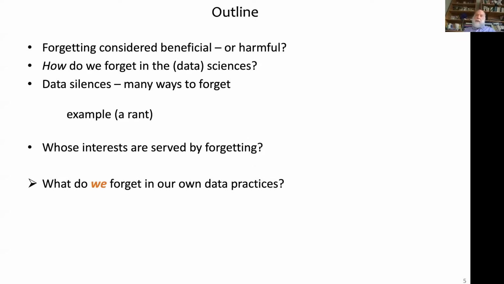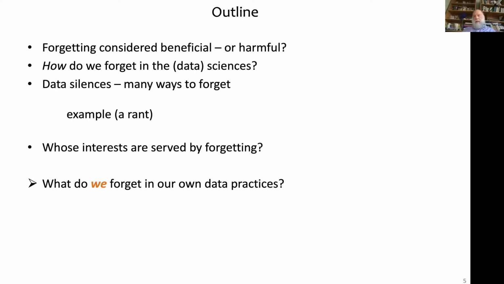So the outline, really simple outline, but the content gets complicated and messy. Forgetting can be considered to be beneficial or harmful. We'll do a little bit of each of those, and then spend most of our time talking about how we forget in the sciences, but I'll be focusing on the data sciences. And there I'll be looking at, and I'm sorry that the words are so similar, data silences, the many ways that we forget, some of them beneficial, some of them harmful.